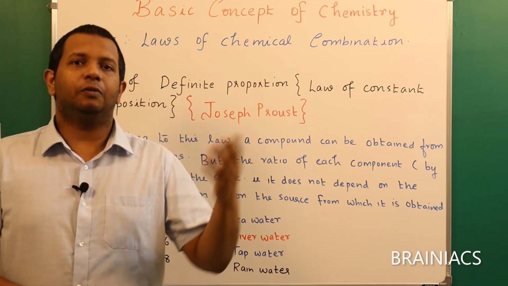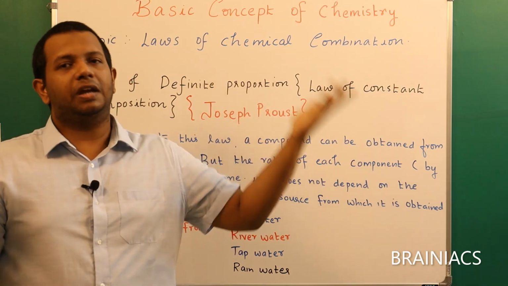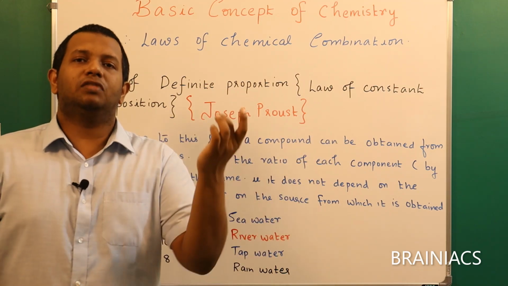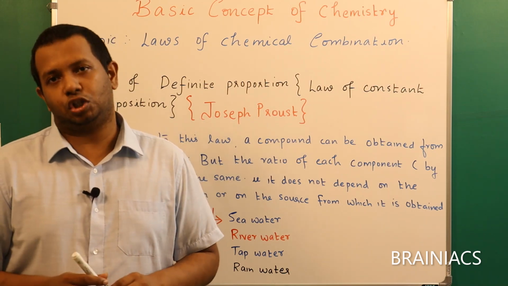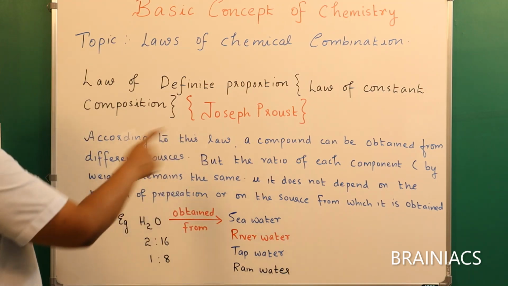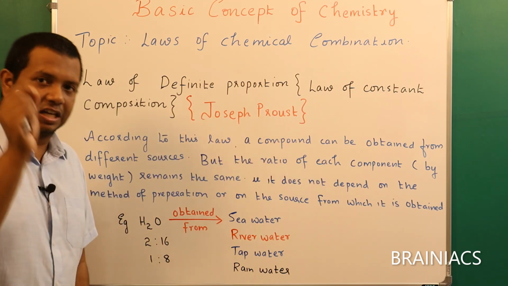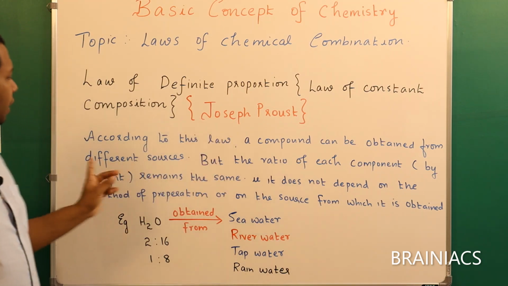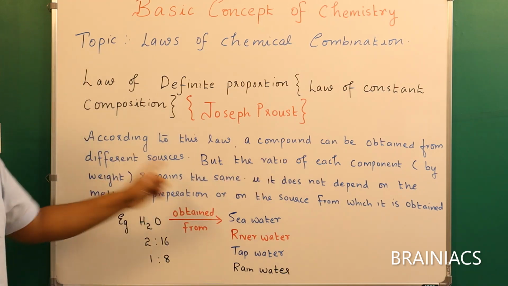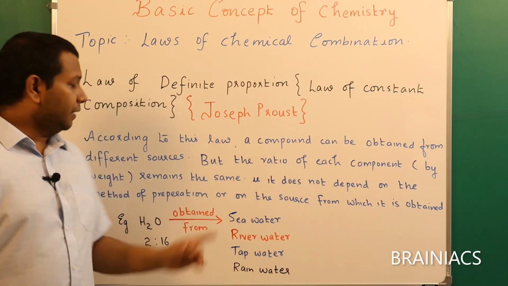So it says that if you take a chemical compound, it always has its elements fixed, always the elements will be the same. If you obtain that chemical compound by any method, always the elements will be the same. And if you take the ratio of its mass, it will always be a fixed ratio. Okay, now we will try to read the statement. According to this law, a compound can be obtained from different sources, but the ratio of each component, means each element, by weight remains the same. That is, it does not depend upon the method of preparation or on the source from which it is obtained. This is easier if I explain with an example.